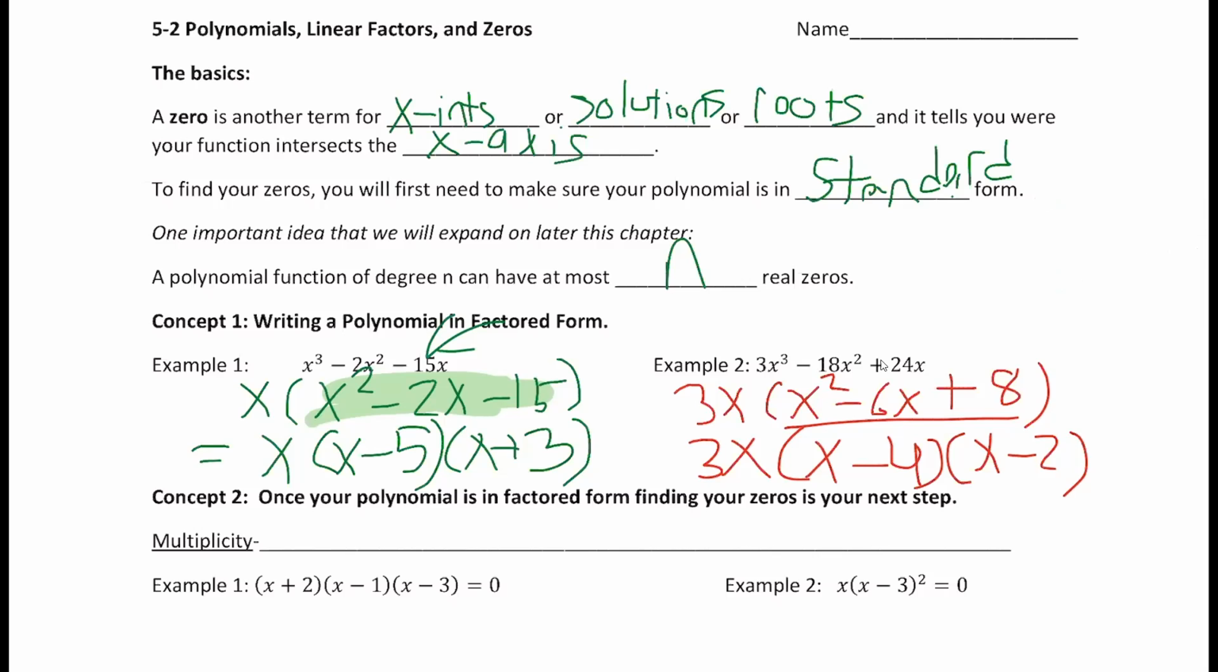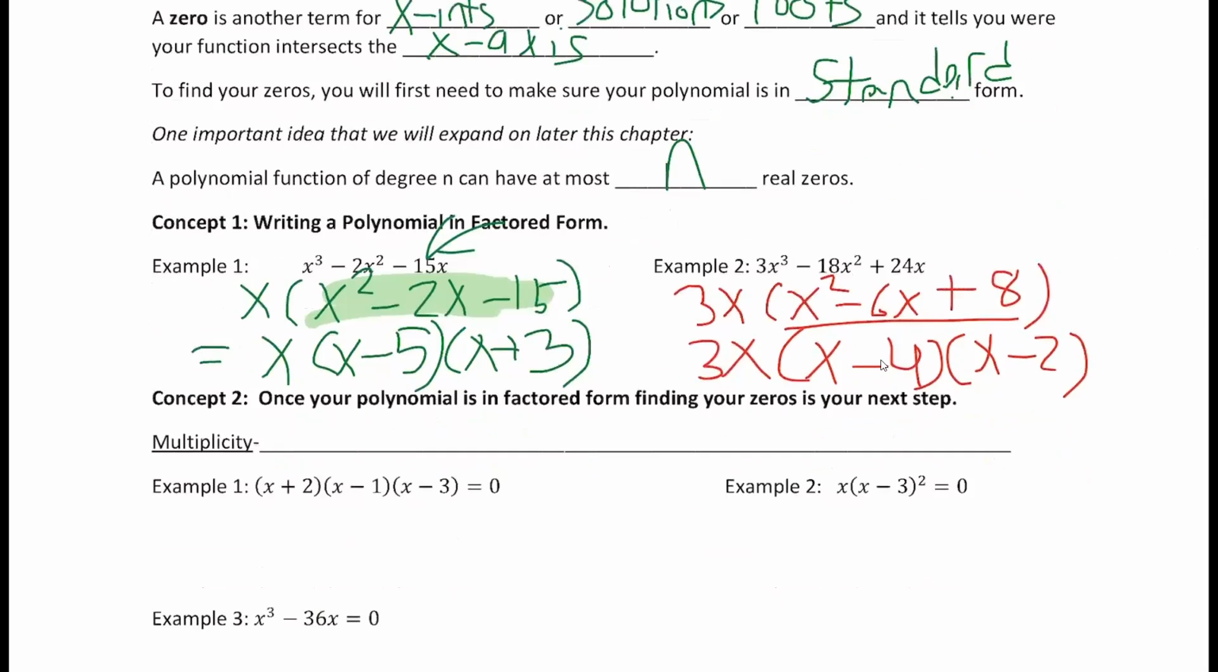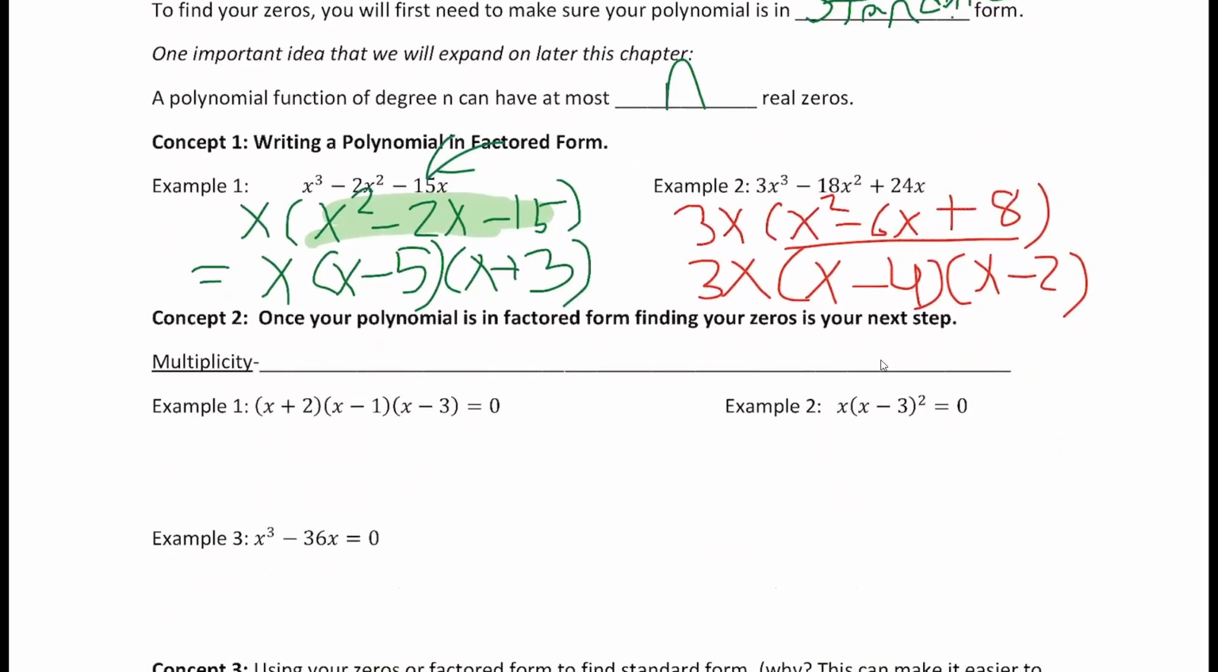Even when we learn that new method, it's always worth checking, because this is a lot faster than the method we'll learn later for problems like these. All right, so that's just kind of how to get it into factored form, using some of the ideas we've seen before. Another thing we're going to talk about is multiplicity.